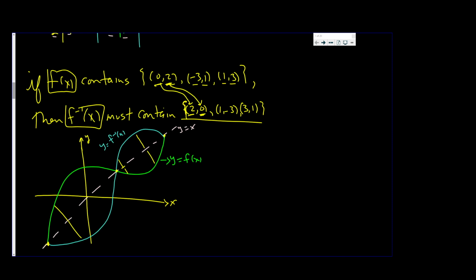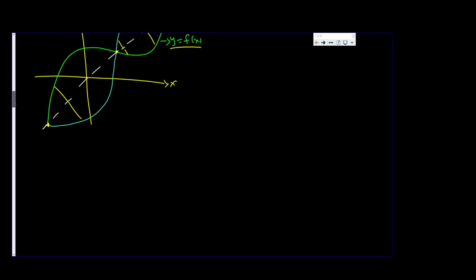If f of x crosses the line y equal x, then f inverse of x will also cross that same line. So given a function like the green function, y equal f of x, you're able to draw the inverse function if it has an inverse. Some functions do not have an inverse. Let's do one more problem, and then we will talk about functions not having an inverse.